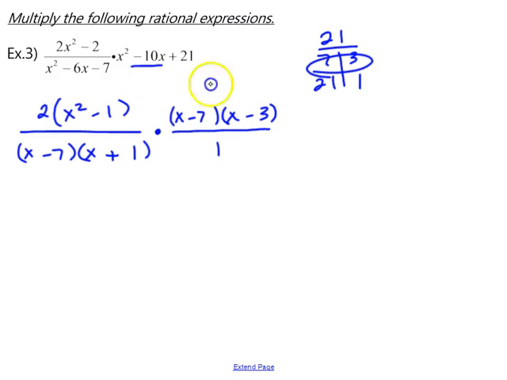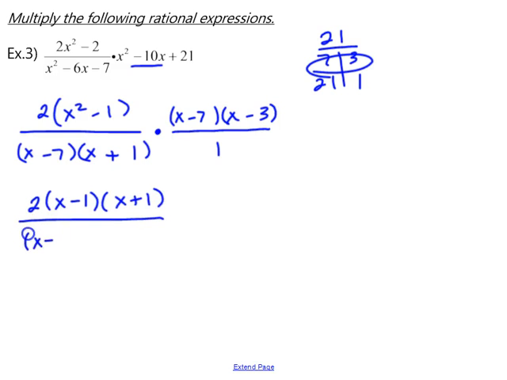Now, before we start canceling, you want to make sure that we have factored everything possible. 2, x minus 7, x plus 1, x minus 7, x minus 3, those are fully factored. But here we have this binomial again. x squared and 1 are perfect squares, and they are separated with a subtraction sign. So we can actually factor that further into x minus 1 times x plus 1. So we're going to factor that expression even further. And then everything else that we previously factored, we're just going to rewrite it.